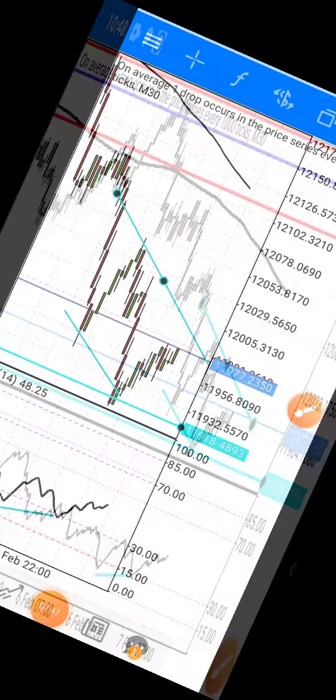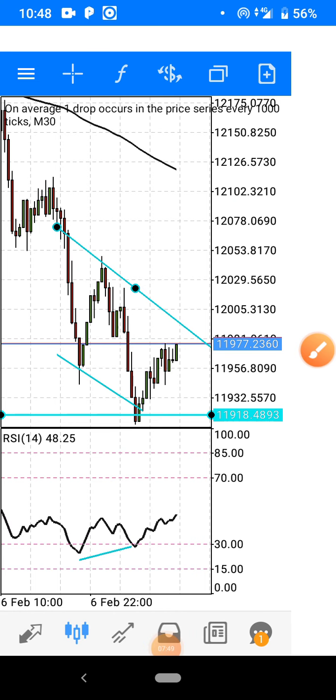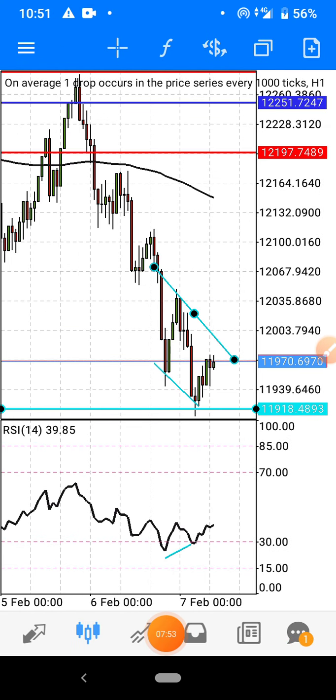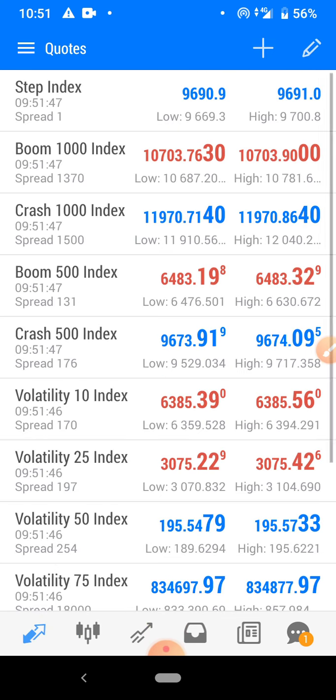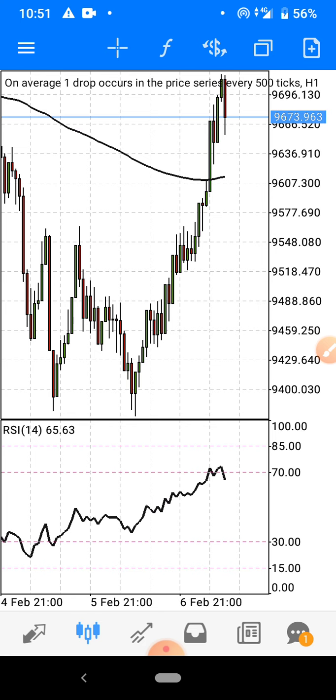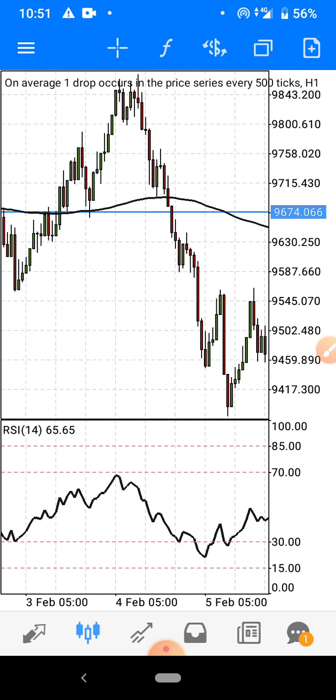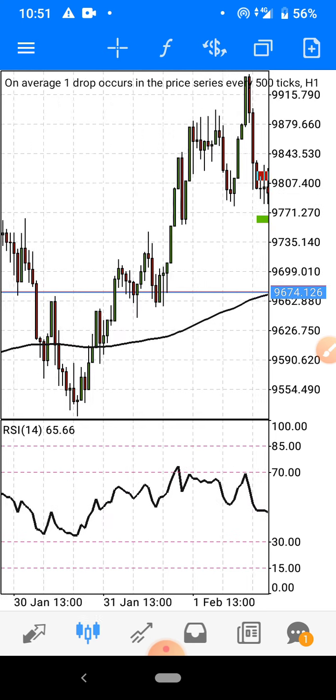Now let's check another asset. Okay, now let's go to another asset. Let's go for C5. Now let's look out for a regular bearish divergence.